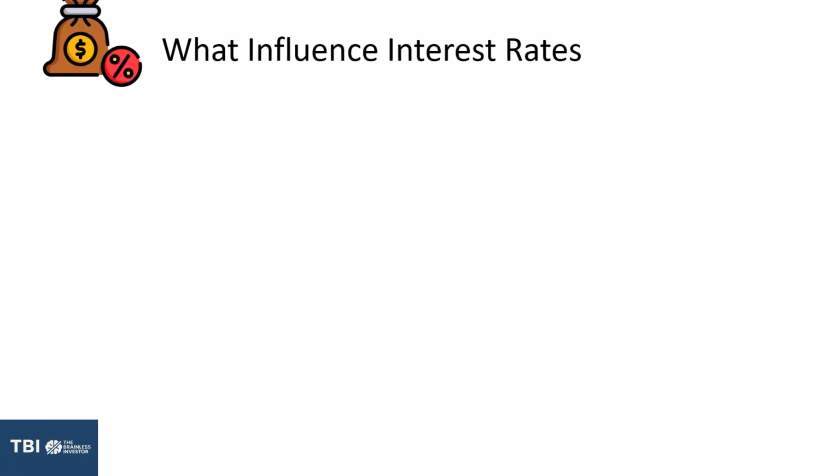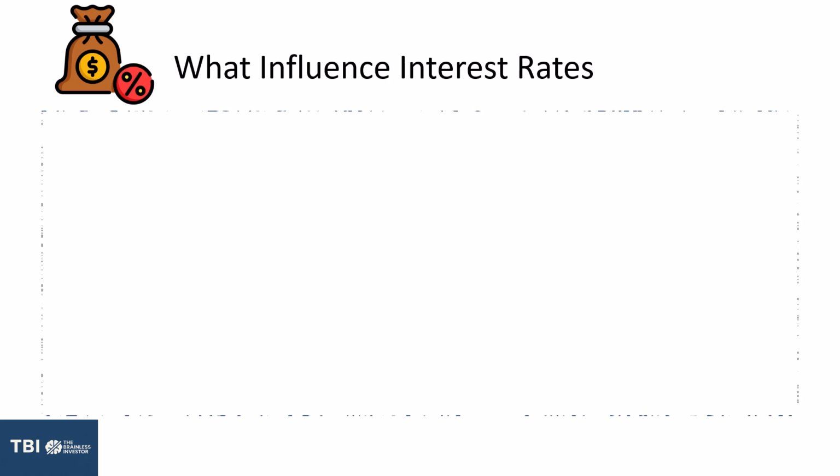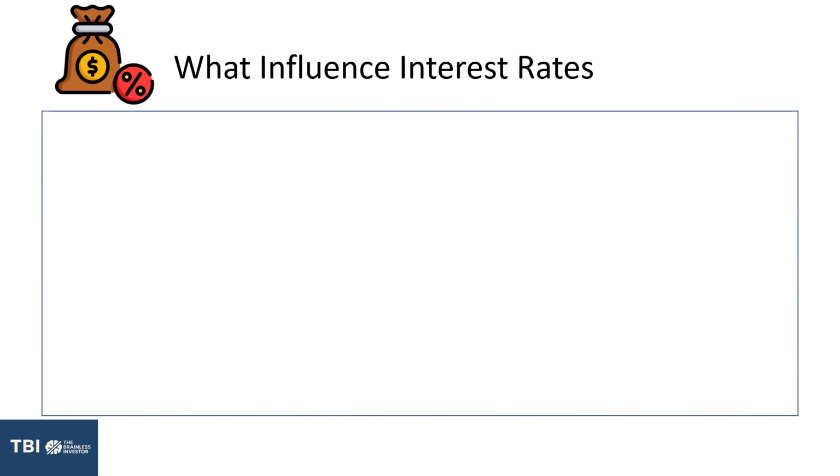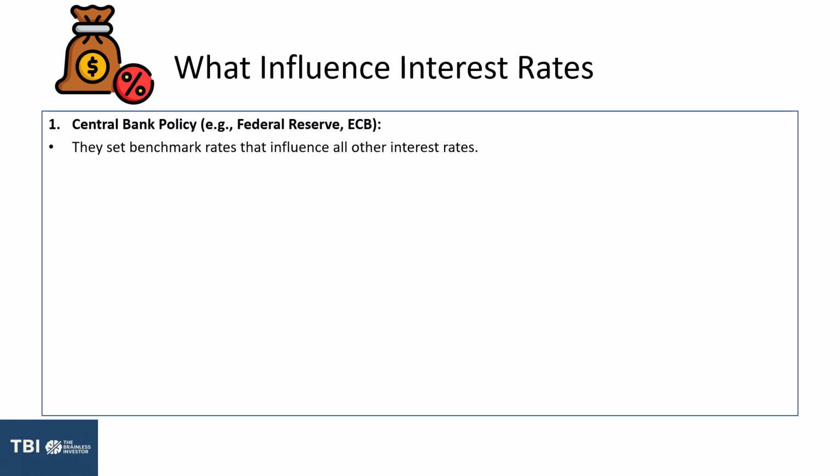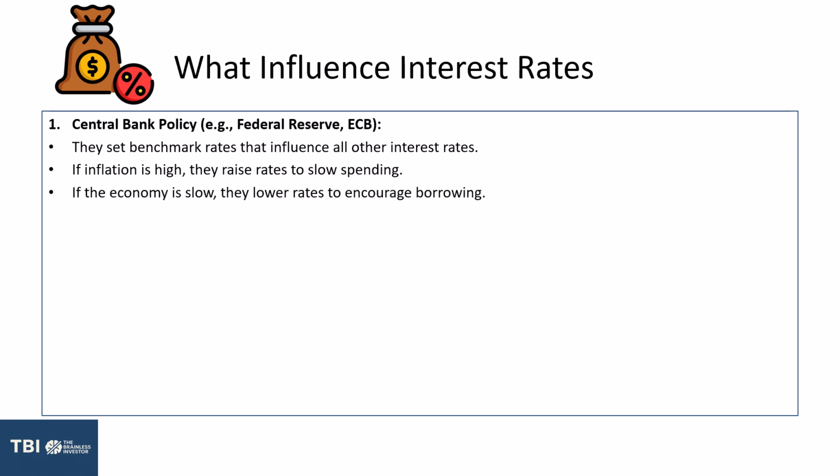There are five factors that influence interest rate. The first one is central bank policy, then inflation, economic growth, supply and demand for credit, and risk. Central bank policy: they set benchmark rates that influence all other interest rates. If inflation is high, they raise rates to slow down spending. If the economy is slow, they lower rates to encourage borrowing.